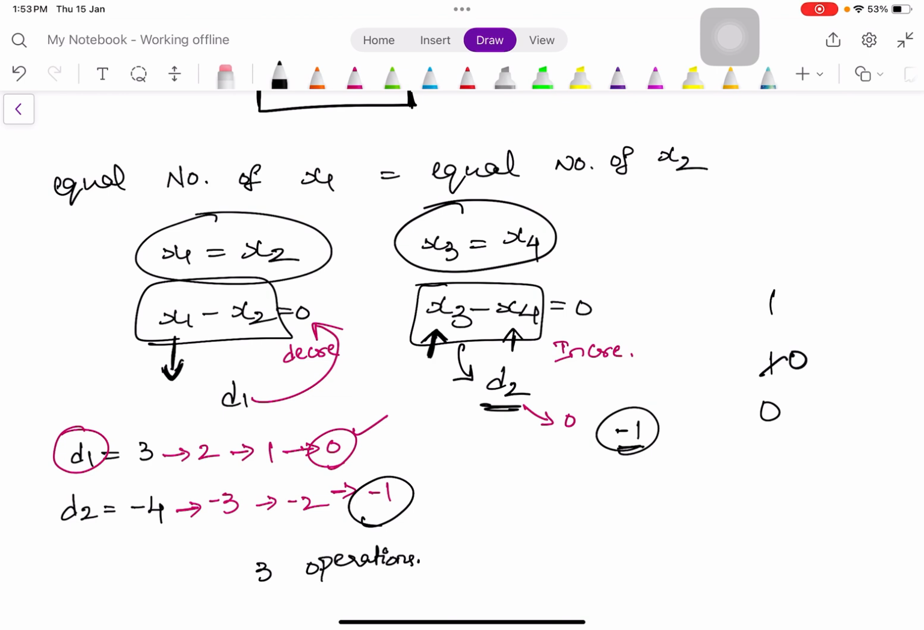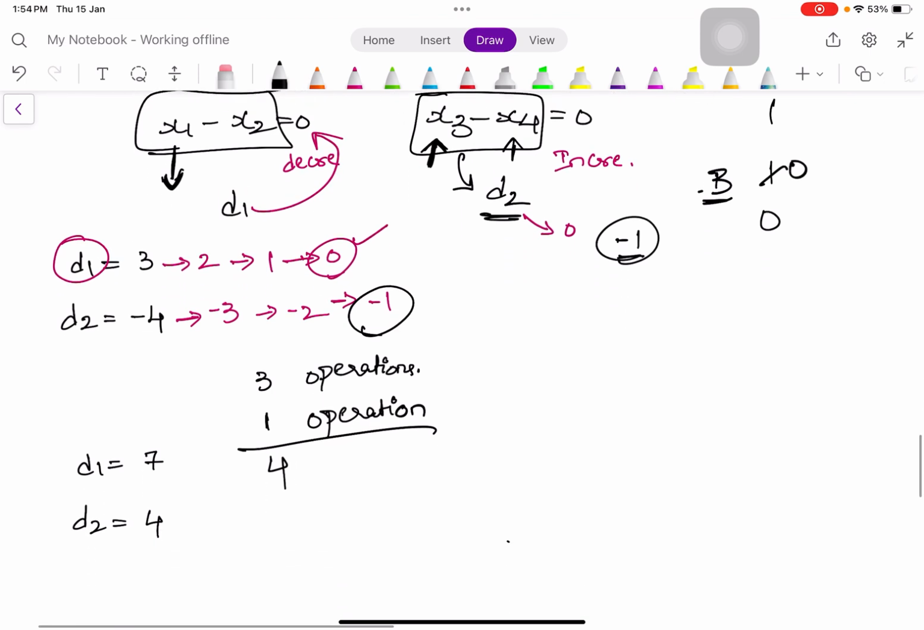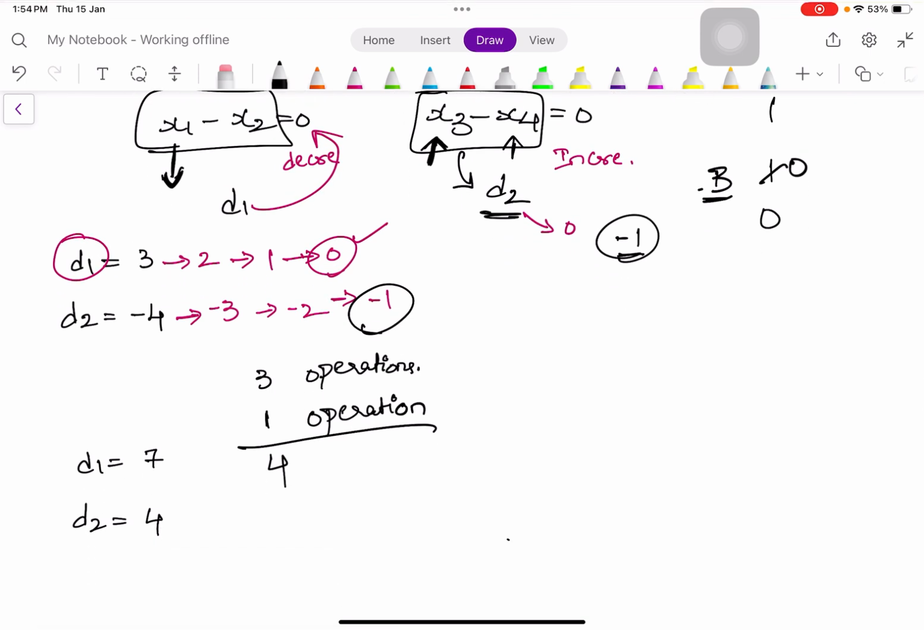For that we need first type of operation on string B. So we do that, and that's how in one extra operation we are able to make all characters of string B equal to the characters of string C. Total number of operations is 4, right? Okay, let's move forward with a different example of D1 and D2 and see how we can solve it.